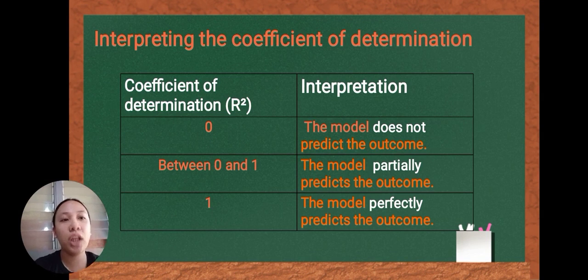Interpreting the coefficient of determination. Coefficient of determination, or R squared. 0: the model does not predict the outcome. Between 0 and 1, the model partially predicts the outcome. And 1, the model perfectly predicts the outcome.